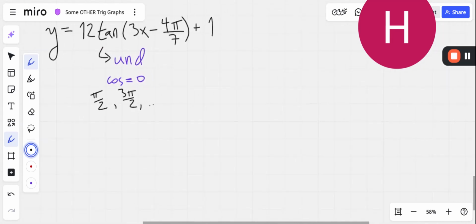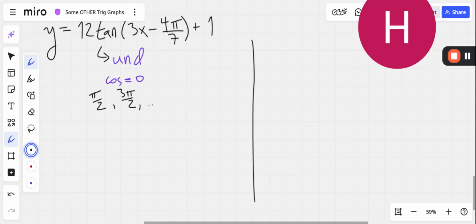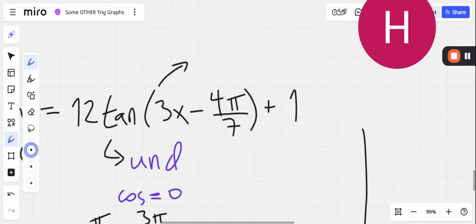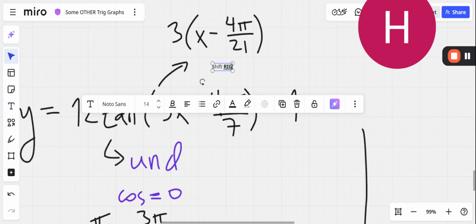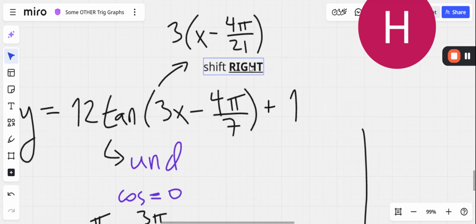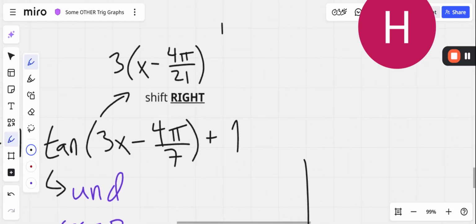Let's get a little graph going here. And let's also talk about the period, because we need to factor this out. When you factor out, you're basically multiplying the denominator by 3, and 7 times 3 is 21. This is going to be shifted to the right. Yeah, we're going to shift it to the right by 4 pi over 21. That's a really weird number. And let's also talk about the period. The period is pi over b, which is pi over 3.